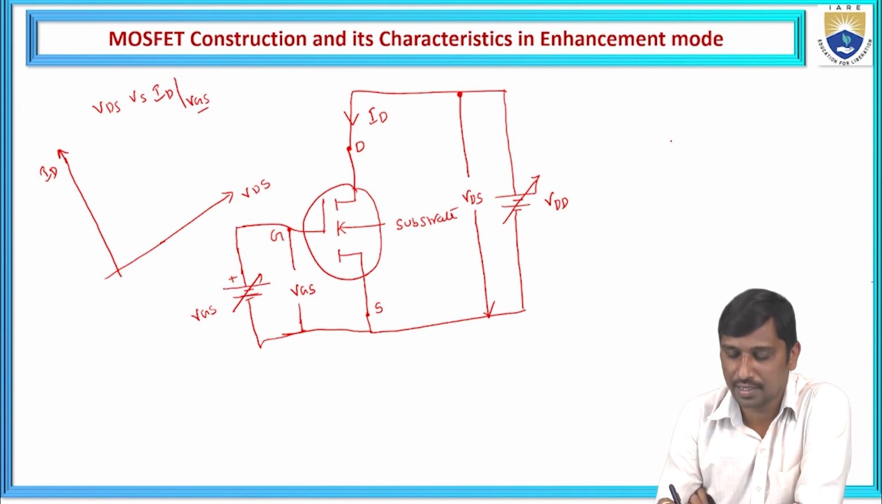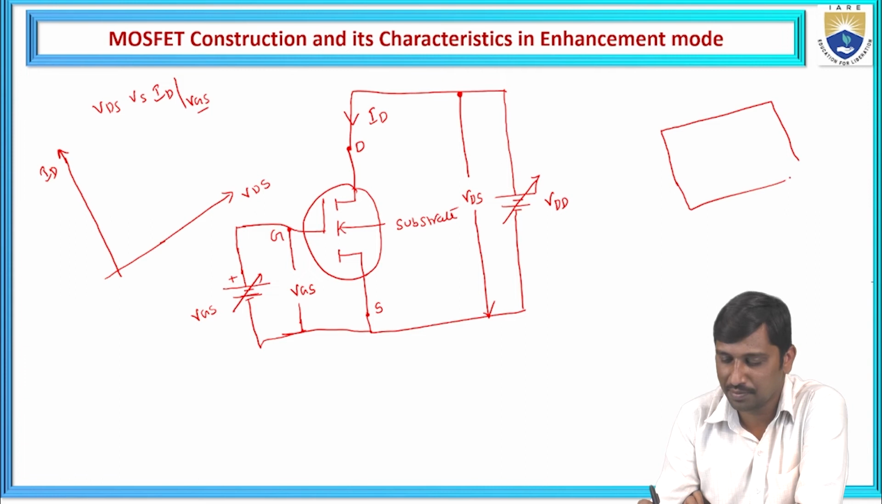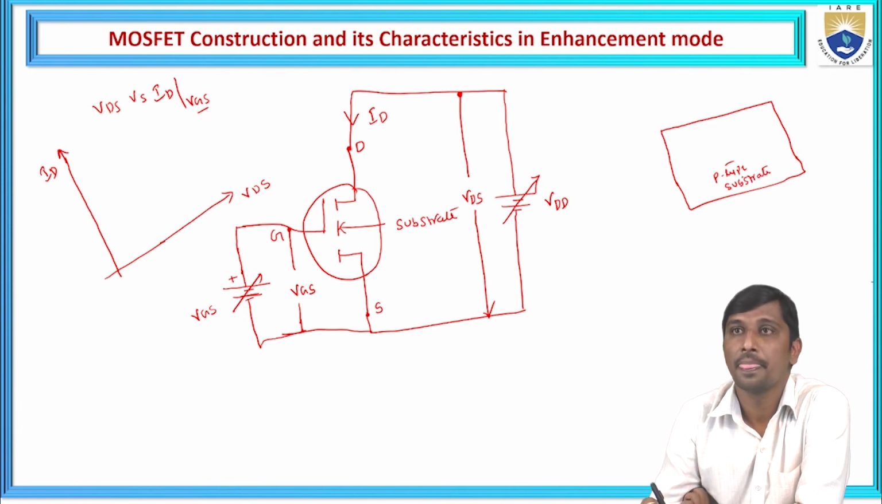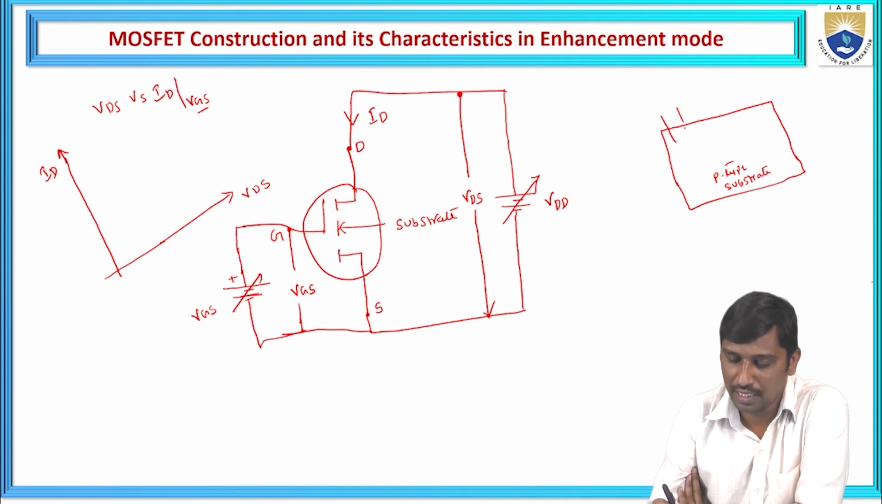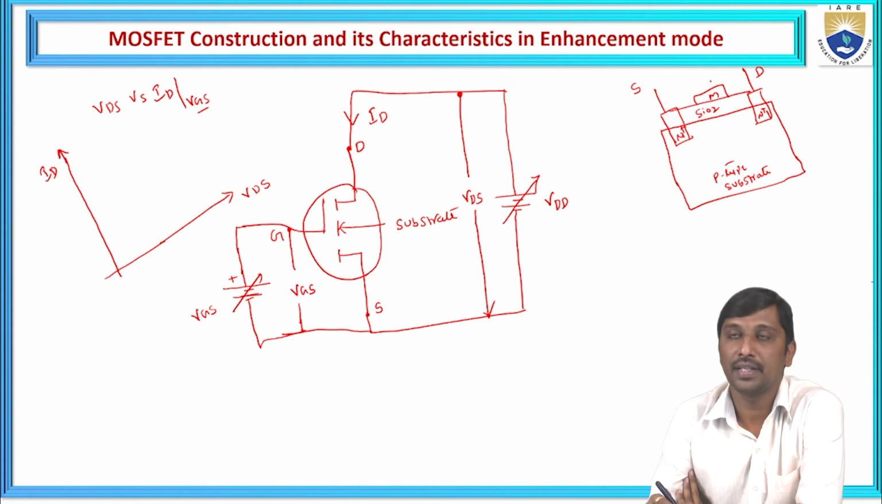If you observe the construction, we know that to construct this enhancement mode MOSFET, we take a p-type substrate, and then we diffuse heavily doped n-plus materials. One is connected to the source, one is connected to the drain, and this is silicon dioxide, and this is a metal.